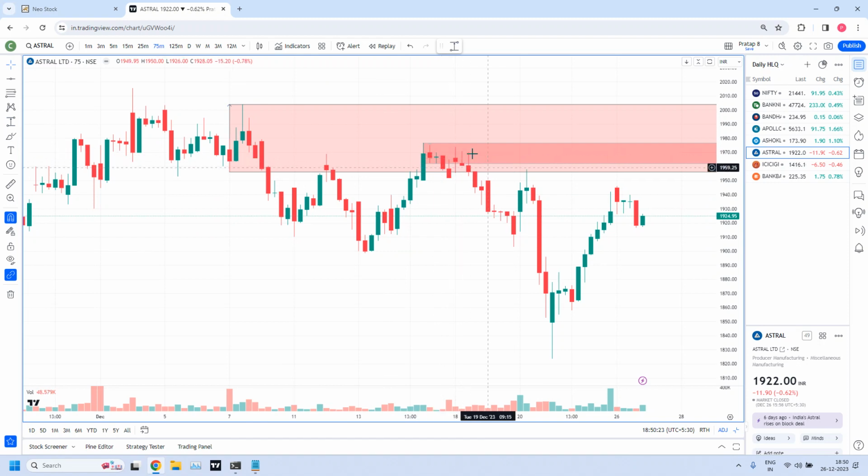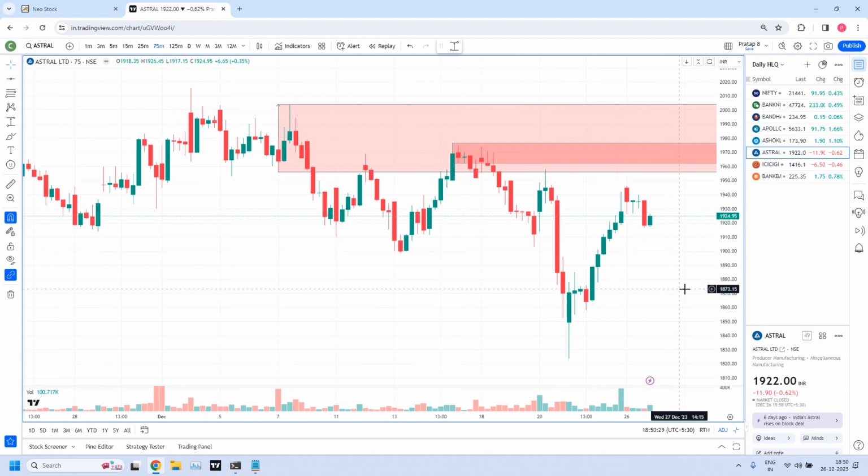But the one which we already fine-tuned is already tested. Anyway, today prices did not enter into this zone. And next one is ICICI. This is the one we have to focus on.